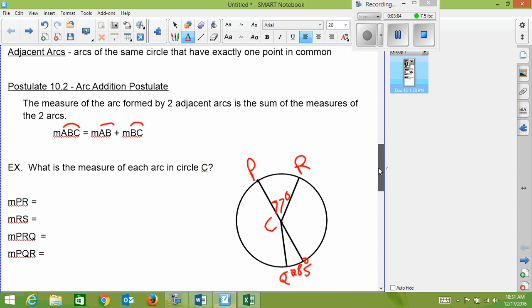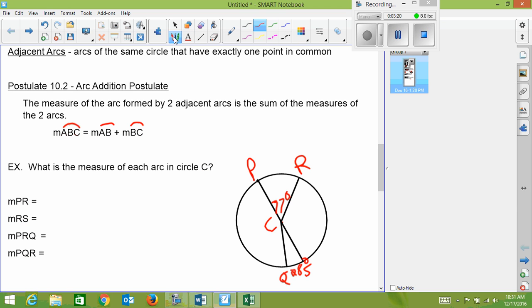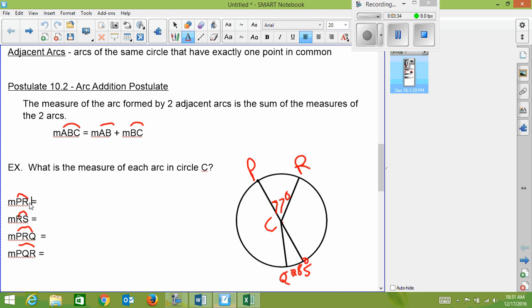And so here I have an example. What is the measure of each arc in this circle that I have drawn here? And I have a couple angles in there. So we have P, R, C, Q, and S, and here's 28 degrees, and this is 77. So measure of arc PR. I probably should have drawn in the little arcs above them so that you know it's an arc. So the measure of P to R would be the measure of this corresponding central angle. So then you know it is 77.